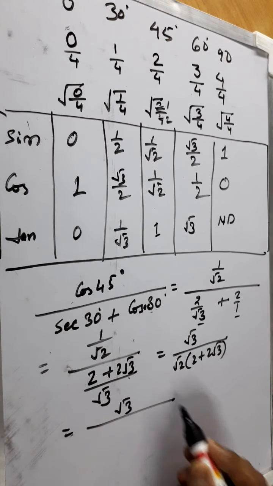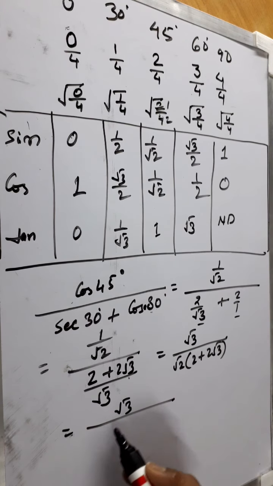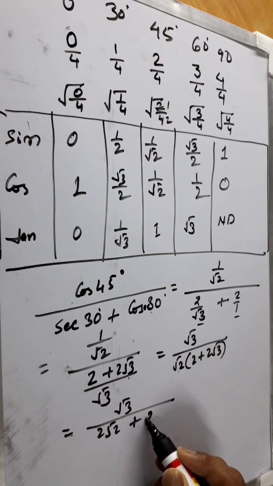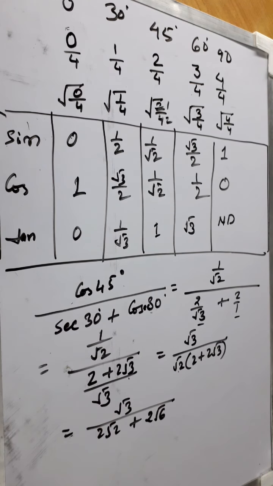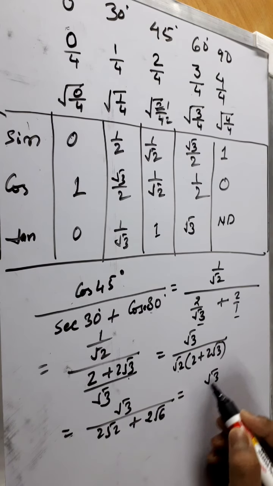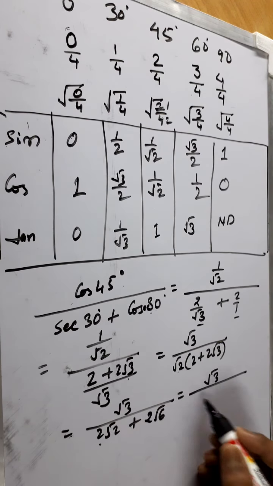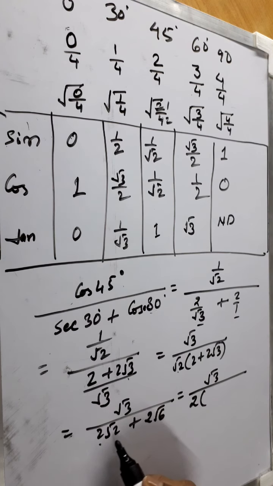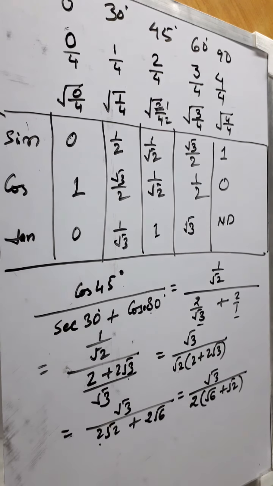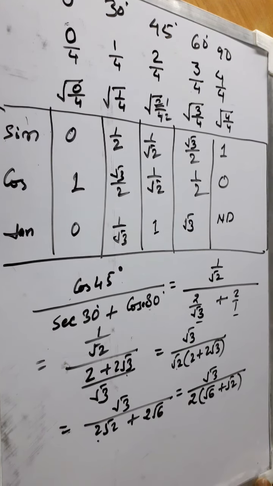Root 3 upon 2 into root 2, 2 root 2 plus root 2 into root 3. We will get 2 root 6 here. Root 3 upon, we can take 2 common and in bracket we will write root 2 plus root 6. In place of root 2 plus root 6 we can also write root 6 plus root 2, since a plus b is equal to b plus a.